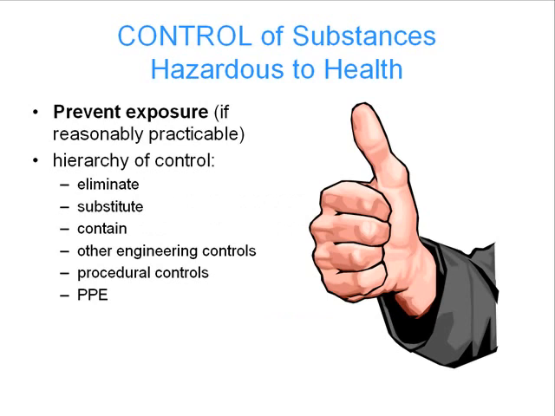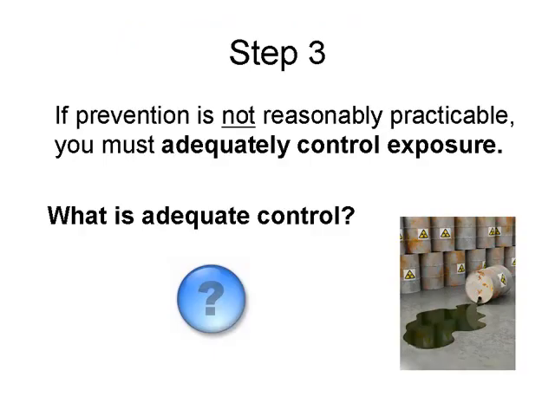Control of substances hazardous to health. COSHH requires that employers prevent exposure, if reasonably practicable, using the hierarchy of controls: eliminate, substitute, contain, use other engineering controls, procedural controls and also PPE as a last resort. Step 3. If prevention is not reasonably practicable, the employer must adequately control exposure.